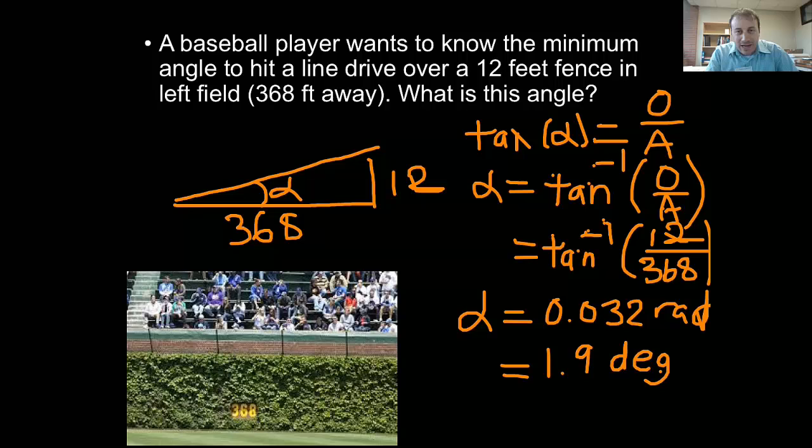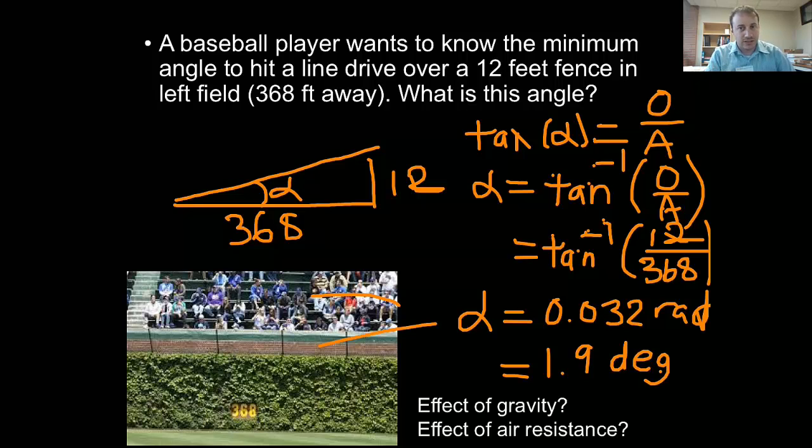So let's think about this. Does this answer make sense? 1.9 degrees is obviously a very small angle to hit a ball off a bat, and the reason why is in this simplistic problem we're ignoring things like the effects of gravity and the effects of air resistance. That's why we're taking this course, to really begin to appreciate the biomechanics and the relationship with the environment around the baseball player and how that affects their ability to hit a ball over a 12-foot fence 368 feet away. So in the simplistic case, we found that 1.9 degrees is the angle, but when we begin to account for projectile motion, the effects of gravity and air resistance, we'll probably find that this angle needs to be much larger.